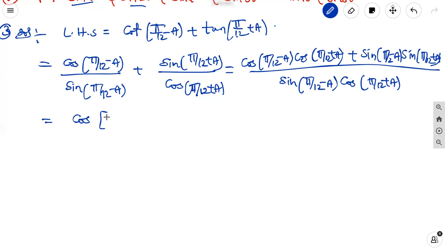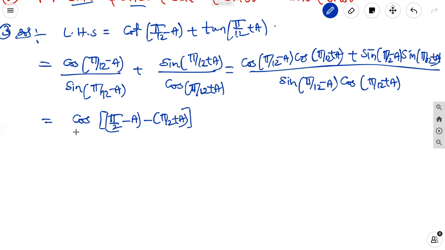A plus B or A minus B. Cos of A minus B. Why? Because if plus is there, minus will come; if minus is there, plus will come. A is pi by 2 minus A. B is minus of pi by 2 plus A.